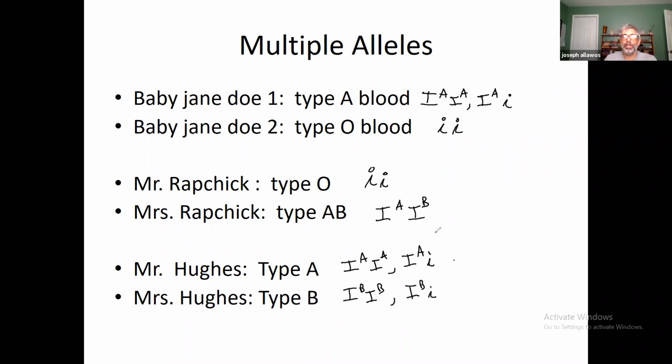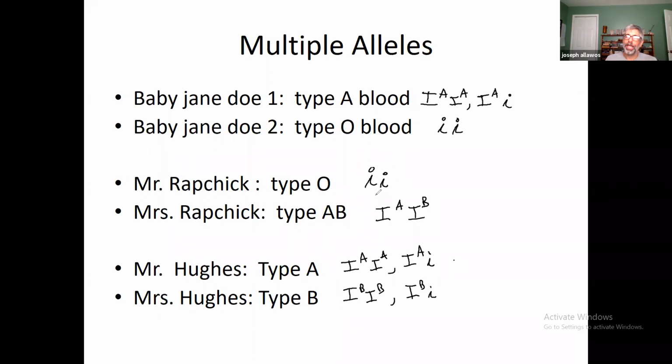So can we do it? Can we determine which baby goes with which set of parents? And, you know, you might look at this and see 2 little eyes here and 2 little eyes here and say, oh yeah, baby Jane Doe 2 goes with the Rapchicks. That would be an incorrect assumption. Can you think of why?